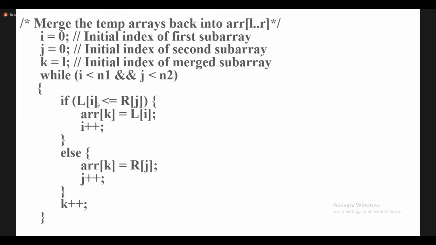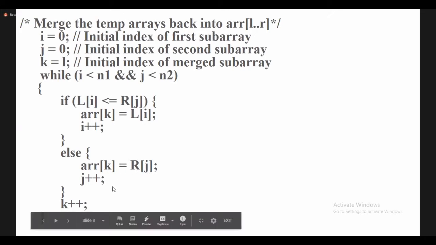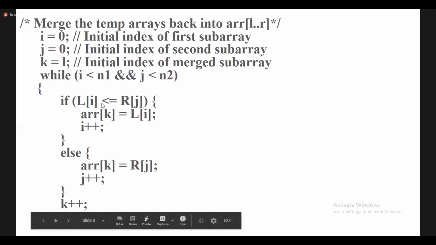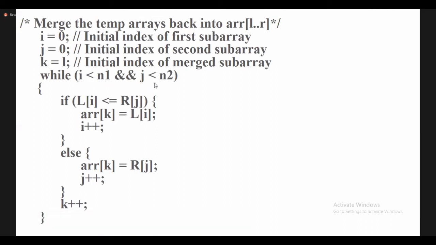Else, that means L of I greater than R of J case, array of K is equal to R of J. R of J value moves to the array of K and the J value is increased by 1. After inserting any one element, the K value is increased by 1. This process continues until we reach I equal to n1 or J equal to n2. When we reach I is equal to n1, the condition is false. Logical and with any one false, the total condition is false. So one list is completed.